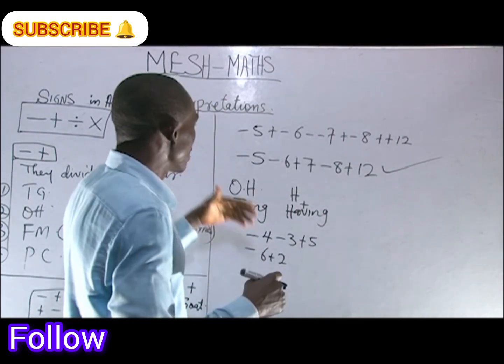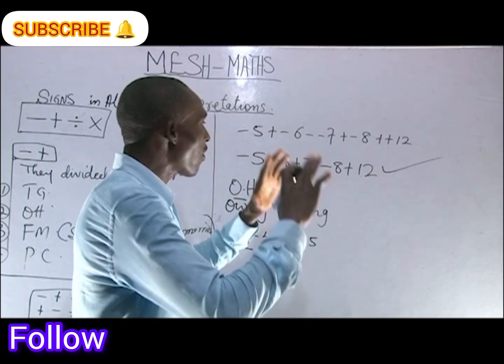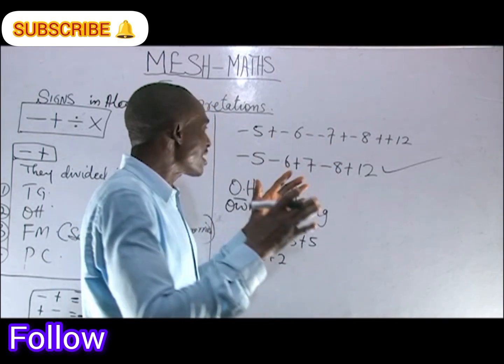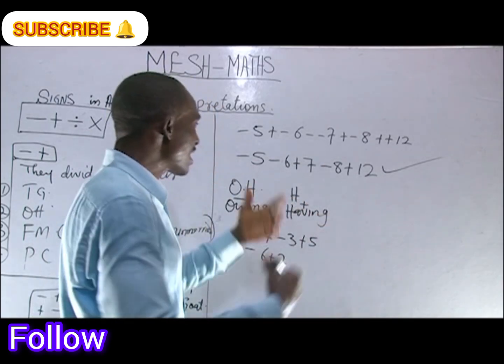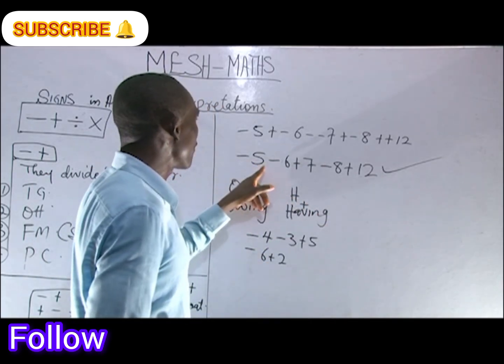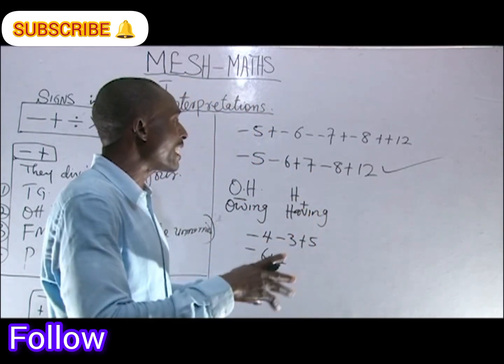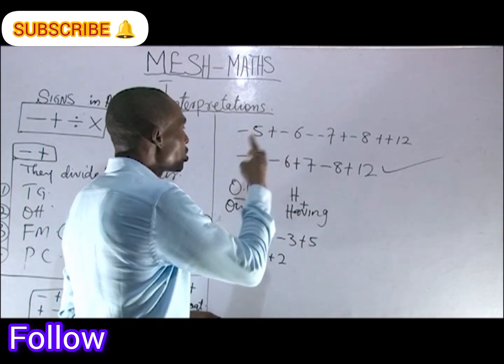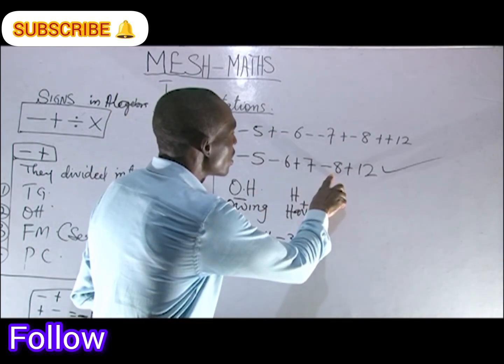Now that we have known that, let's check the number of owings that we have and the number of having. Look at it. You want to give me a count of the people you are owing. How many times do you see owing? Owing 5, owing 6, owing 8. It means you are owing 3 different persons. You owe John 5 naira. You owe James 6 naira. You owe Matthew 8 naira.